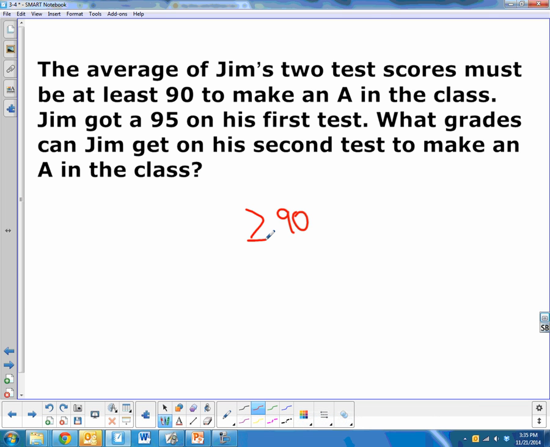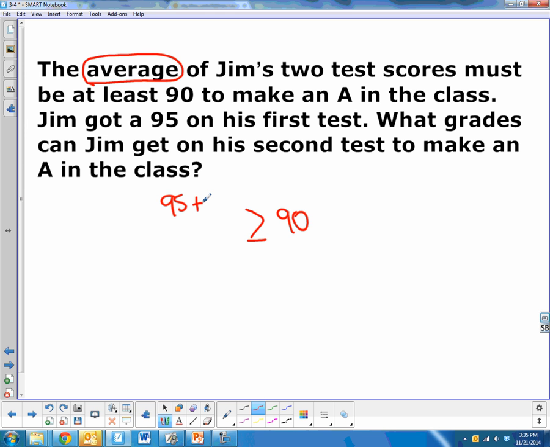Jim got a 95 on his first test. What grade can he get on a second test to make an A in the class? Ooh, average. A couple ways to find average. When they talk about average in this chapter, I'm going to go ahead and tell you they're talking about the mean average. The mean average means we add them together and divide by however many values there are. So we're going to take 95 on his first test plus his second test.